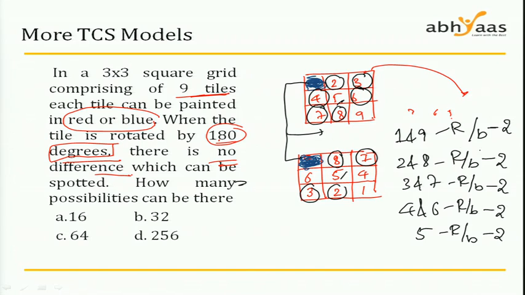So 2 choices. So how many total possibilities are there? This can happen and this can happen, so each one of them can happen. So multiplication. How many 2's are there? 1, 2, 3, 4 and 5. So 2 power 5 is nothing but 32, which is your answer. So your answer is option B, 32.